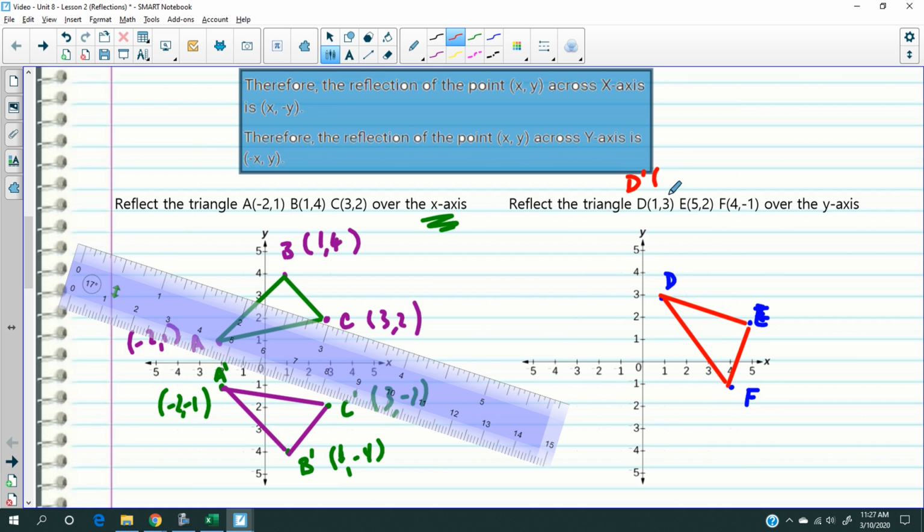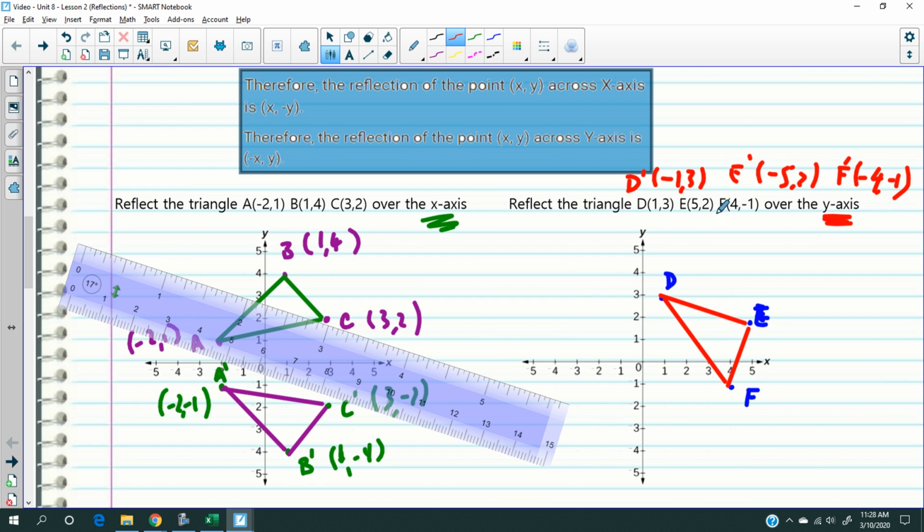What's D prime then? Now remember, we're reflecting over the y-axis. So who changes? Yeah, the x value. So instead of 1, 3, now it's -1, 3. I'll do the same for E. E prime, instead of 5, 2, is -5, 2. And lastly, F prime, instead of 4, 1, is -4, -1.